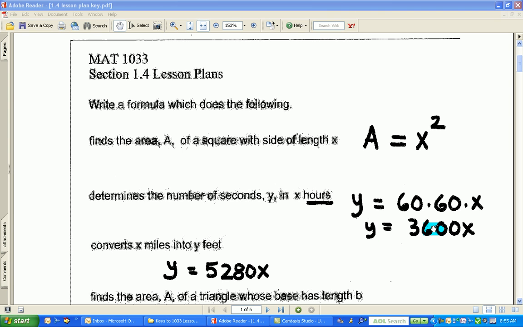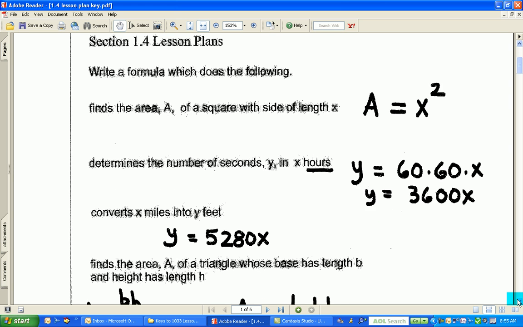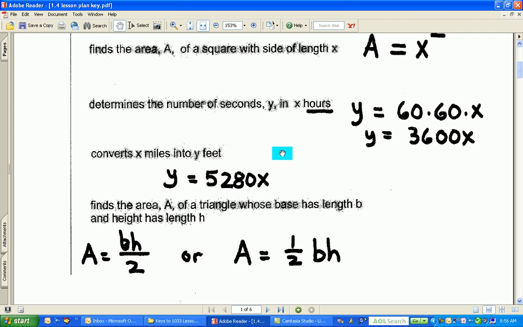In this particular formula, I'm talking about x hours, so I take 3,600, the number of seconds in 1 hour, and I multiply by x. That gives me my formula, y equals 3,600 times x. Alright, let's scroll down a little bit here. Find a formula that converts x miles into y feet. So in other words, y is the answer. That's how many feet we have.